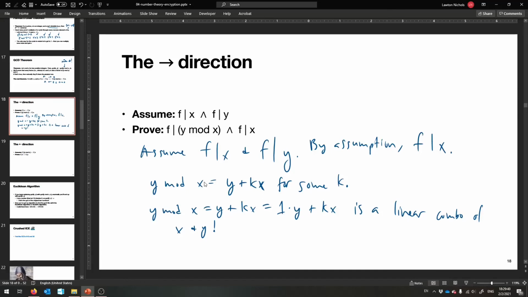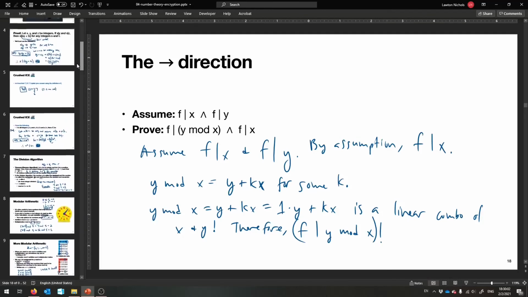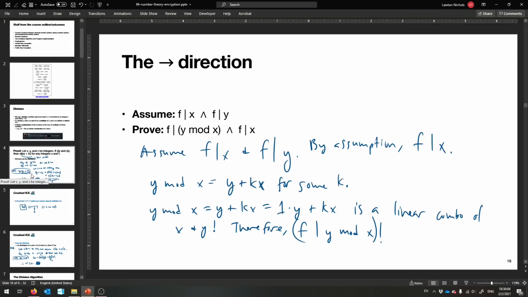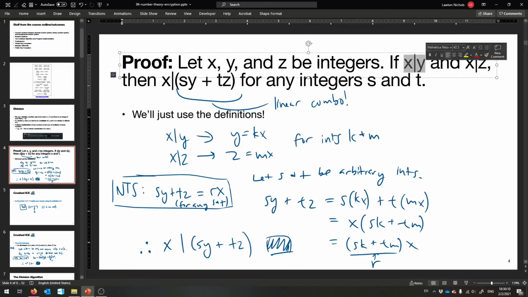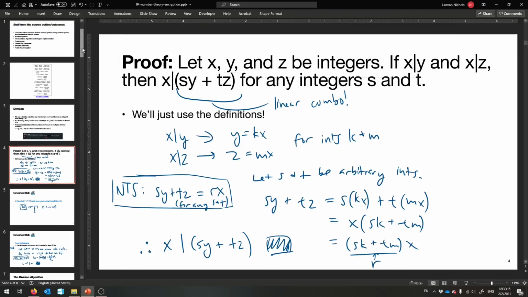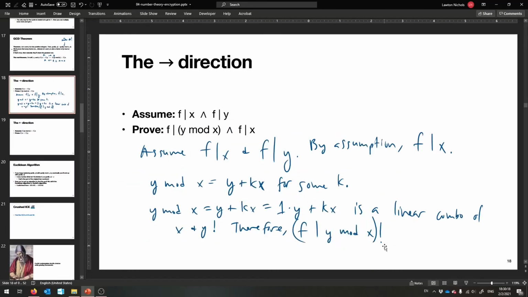Therefore, f divides y mod x. Isn't that fun? Isn't that nice? It's just a product of this theorem right here, because y mod x just so happened to be a linear combination of two numbers. We knew that f divided y, f divided x, so f divides any linear combination of x and y. That's super nice.